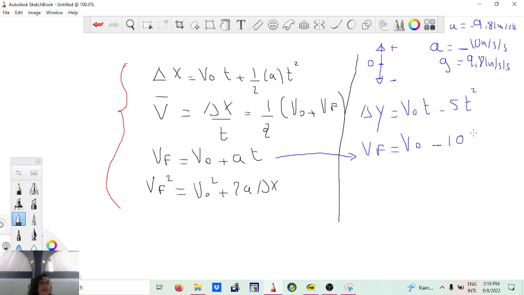Negative 10 t. You take those same equations, you replace x by y, and you replace a by negative 10. Is that hard? It's hard? No, you just say a equals negative 10. That's it, right? You substitute a for negative 10.